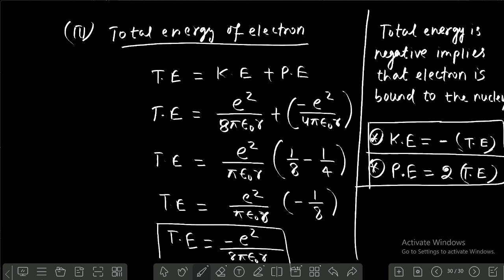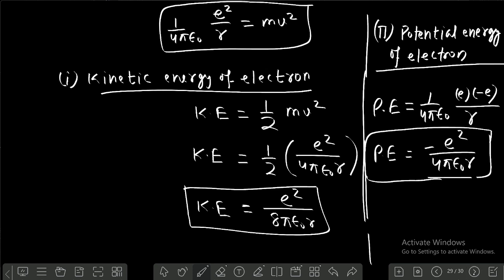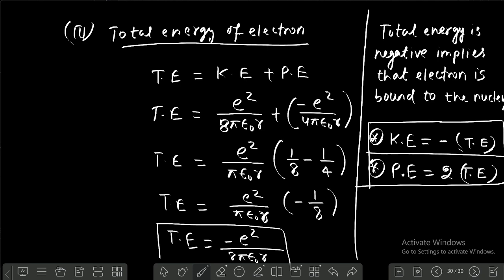Okay, note it down. Only 3 pages, here 1 page. Here you calculate mv square, then half mv square, then the potential energy, then the total energy. Okay, note it down.